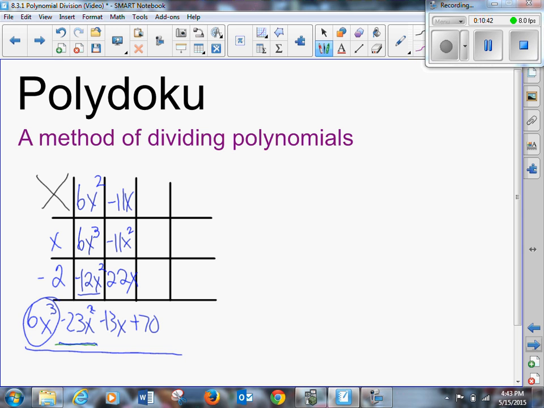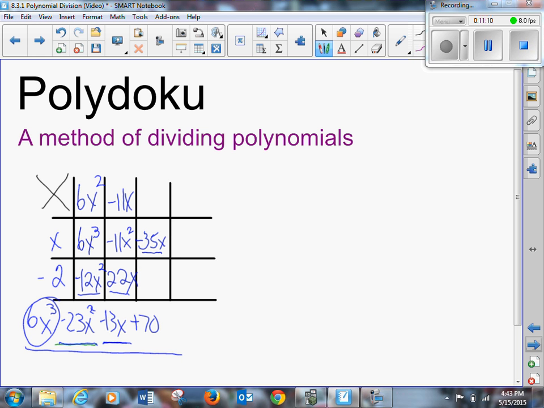Now I look back at the bottom at my x term, and I know that I need to end up with negative 13x. Right now I have 22x. So in order to get that to the point where I have negative 13x, I'm going to have to subtract 35x. Because now 22x and negative 35x combine to give me negative 13x.